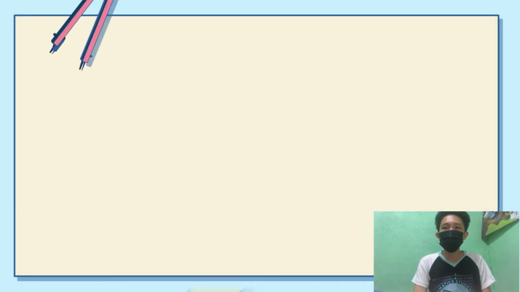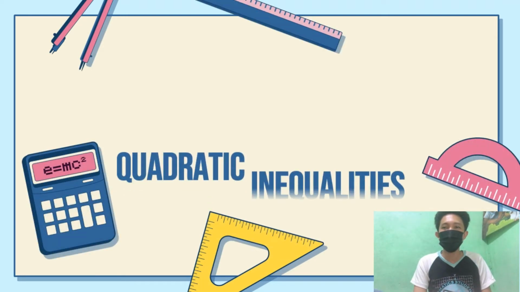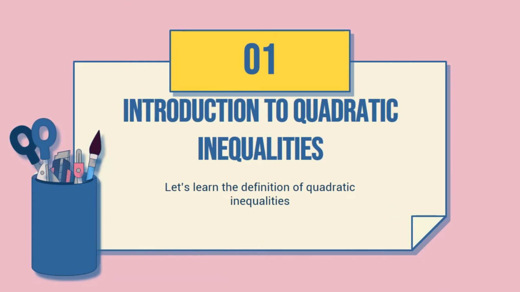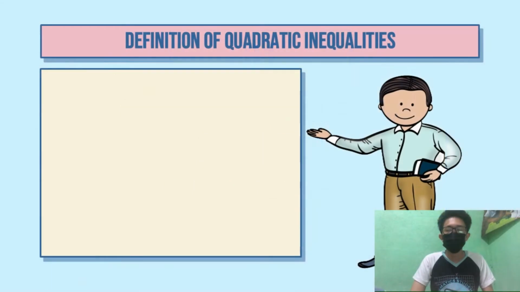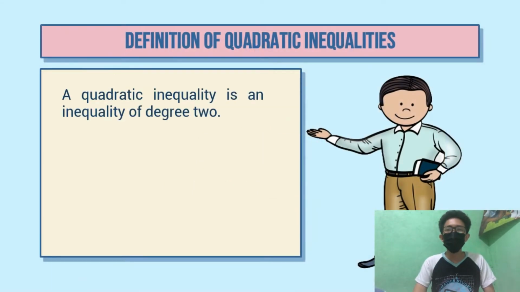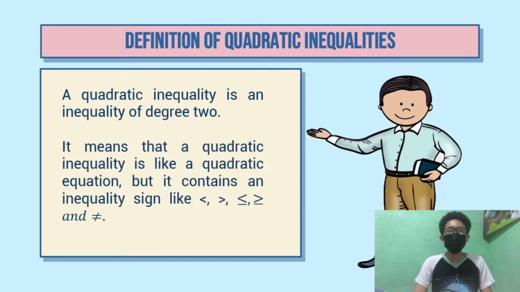So good day everyone. Today we are going to discuss quadratic inequalities. By definition, a quadratic inequality is an inequality of degree 2. It means that a quadratic inequality is like a quadratic equation, but it contains an inequality sign like less than, greater than, less than or equal, greater than or equal, and not equal.